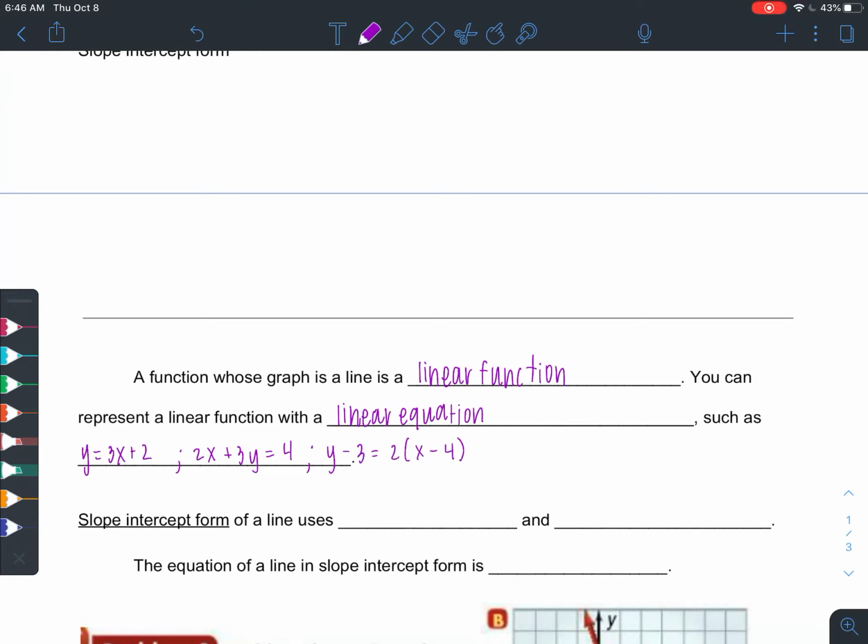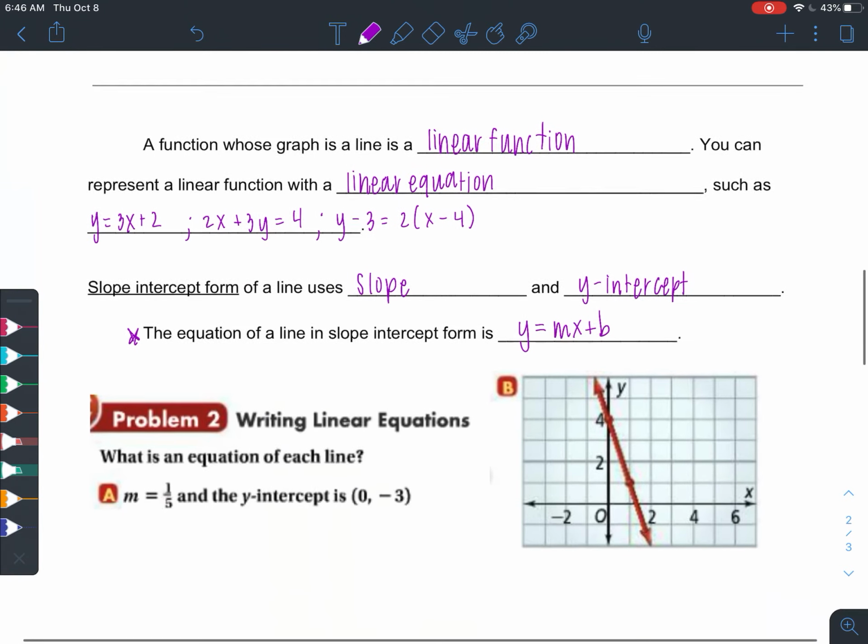Okay, so slope-intercept form uses both slope and the y-intercept. This is our most popular line. You probably know the equation. Go ahead and write it down. Okay, you should have had y equals mx plus b. It's our most popular line. We talked about it all the time in Algebra 1.